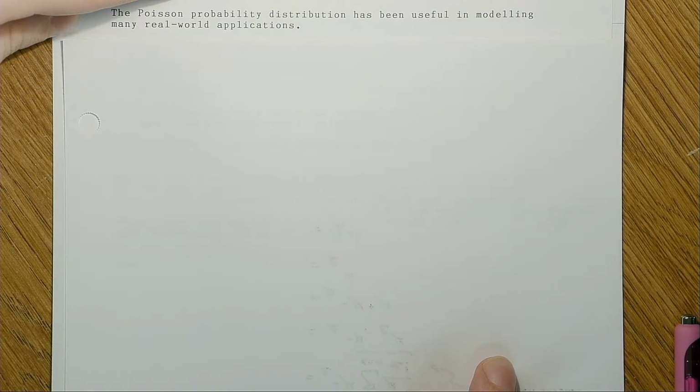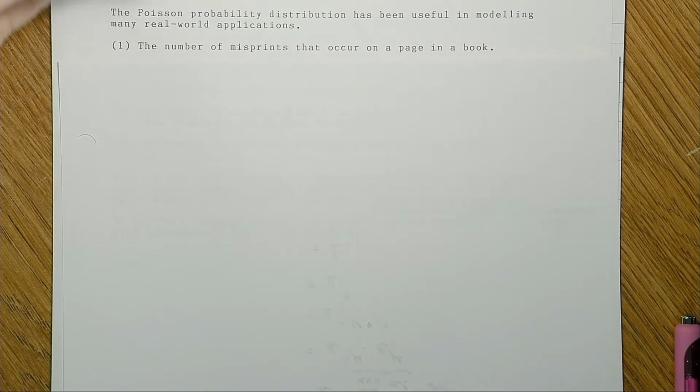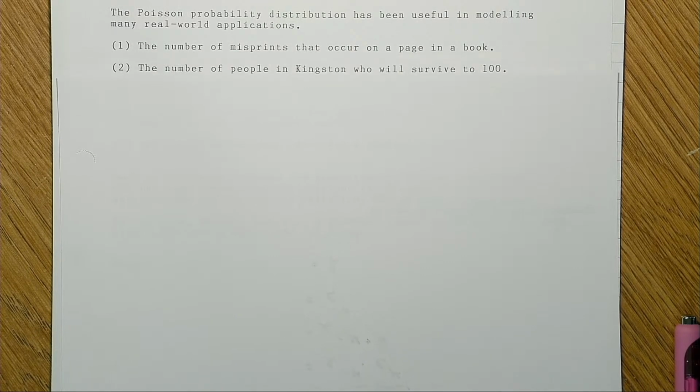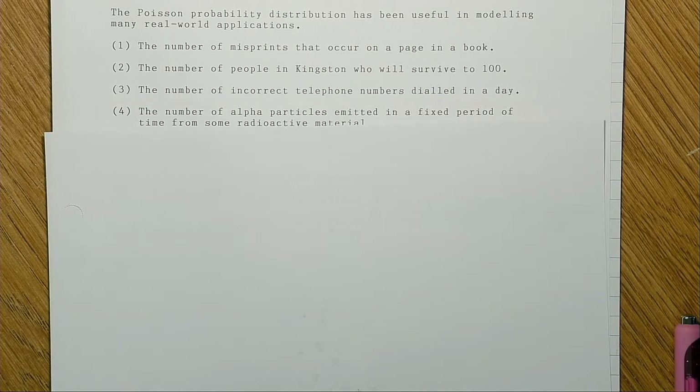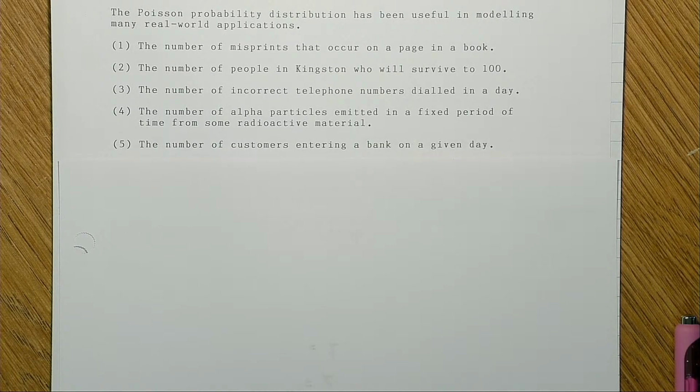And it's actually quite useful in modeling many real-world applications. For instance, you could look at the number of misprints that occur on a page in a book, the number of people in Kingston who will survive to be the ripe old age of 100, the number of incorrect telephone numbers dialed in a day, the number of alpha particles emitted in a fixed period of time from some radioactive material, the number of customers entering a bank on a given day.